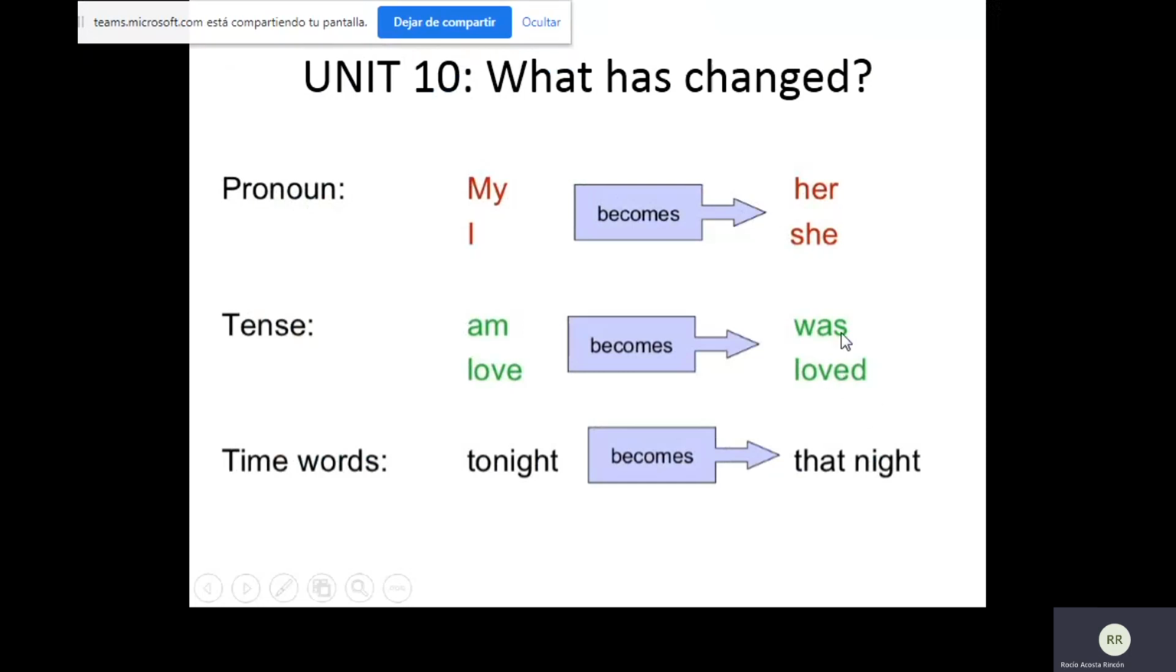And we need to change the tense of the verbs. In this case, for example, if the expression uses verbs in the simple present, we need to change them into the simple past, but there are other changes. And the time expressions, for example, in direct speech, we use the word tonight. In the reported speech, we change it into that night.